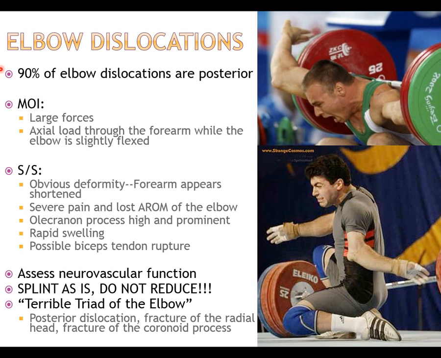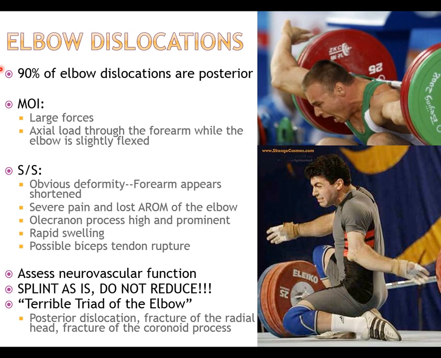In order for a dislocation to occur, it's going to take a very large force. You understand the anatomy. We have the olecranon that wraps all the way around the trochlea of the humerus. It has the coronoid process in the front and the olecranon process in the back, and it is a very stable bone-on-bone joint. The elbow has a ton of static stability in the makeup of the bones. So it's going to take a fairly large force in order to actually dislocate the elbow.